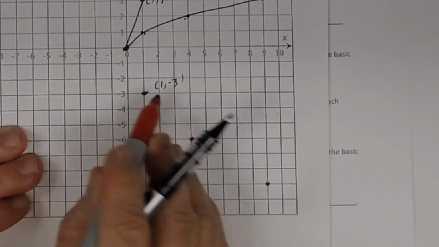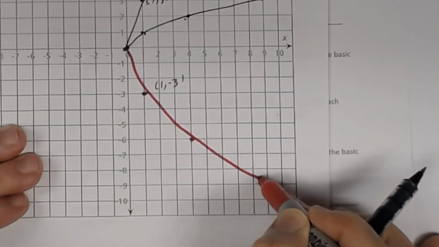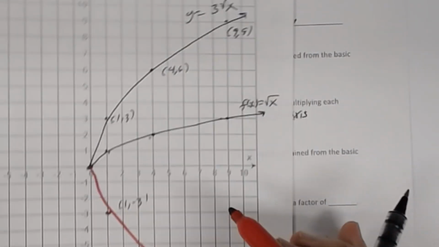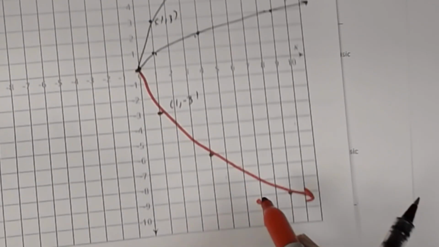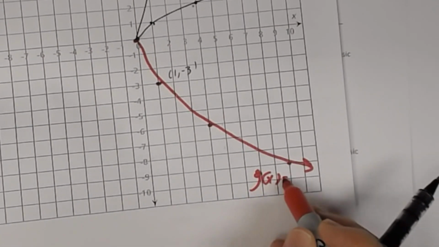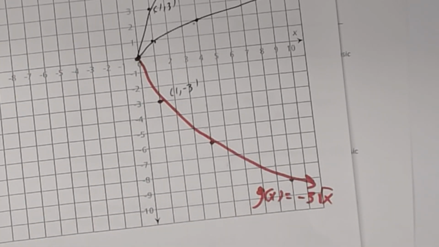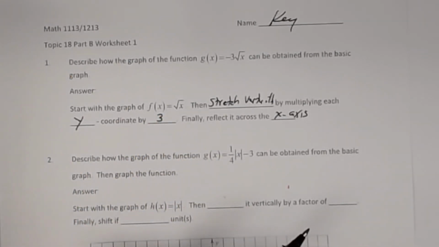And so now you get this. So this is your final graph right here. So what do we call it? We called it g of x equal negative 3 square root of x. So that's what that looks like. Now in number 1, they didn't ask you to graph it, but that's what you go through. All right? That's what you go through.